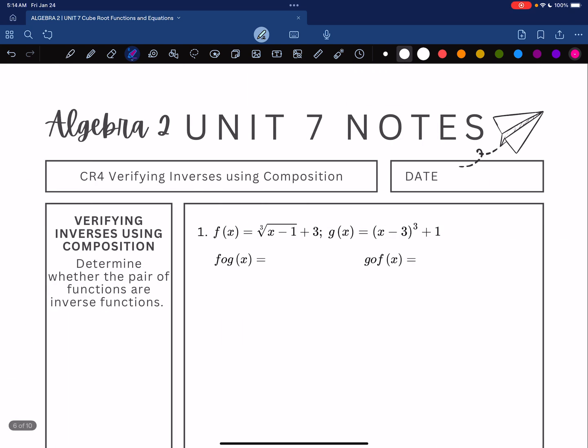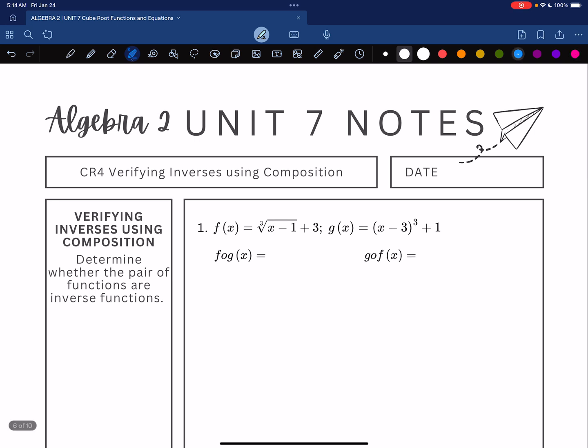So let's go ahead and determine whether the pair of functions right here, f and g, are inverses of one another. What I like to do here is I like to do a little highlighting. We're going to let our f function be blue and our g function be green, just to help us when we're working with these two machines, you could think of them, so that you remember which one is which. So let's go ahead and get started here.